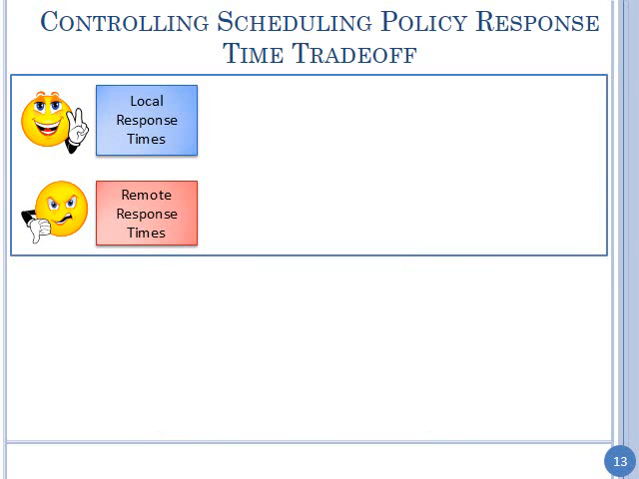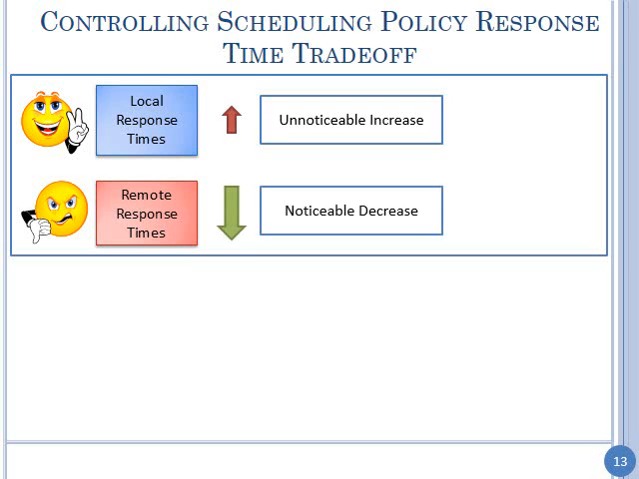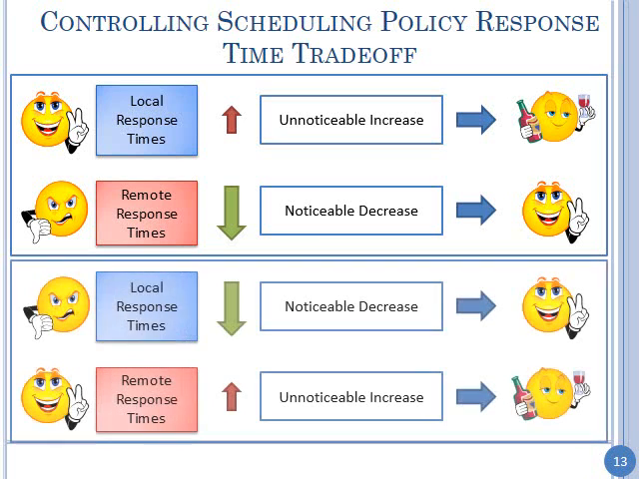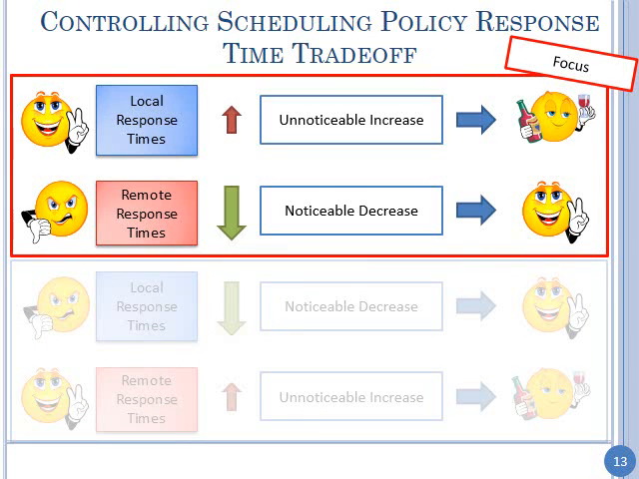What if we could control this trade-off? So for instance, what if we could let the local response times increase unnoticeably, but trade that off for noticeable decreases in the remote response times? In this case, the local user stays happy because they cannot notice the increase, but the remote users become happier because suddenly their response times improved. You can imagine a dual of this policy where we reverse the trade-off, but in today's talk we focus on the first one.